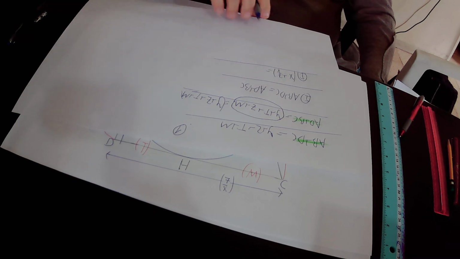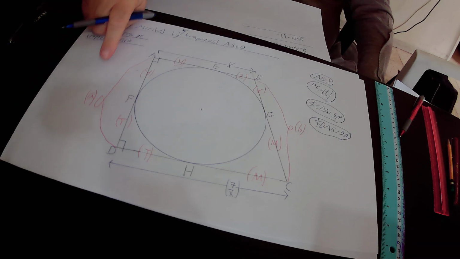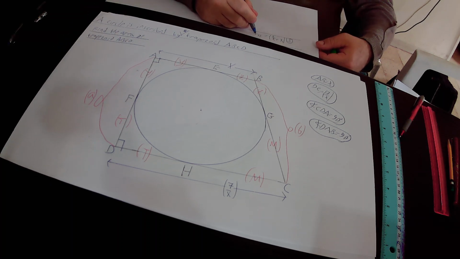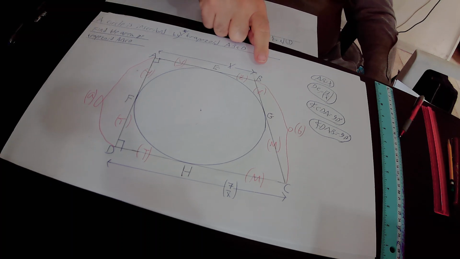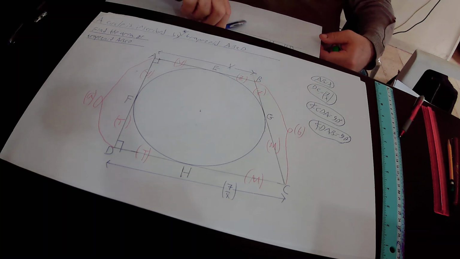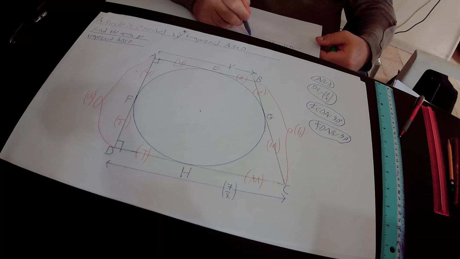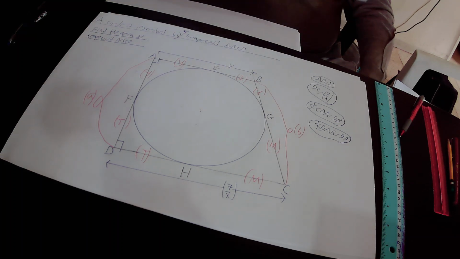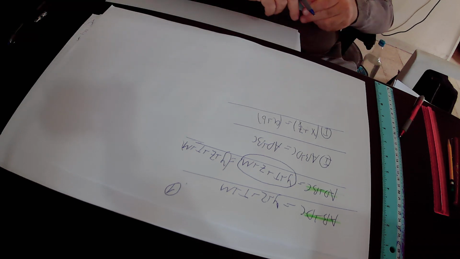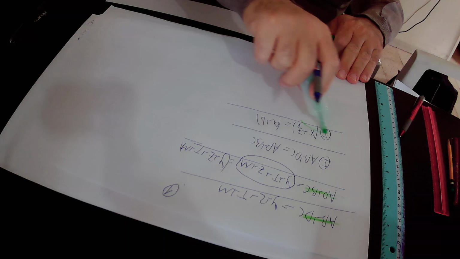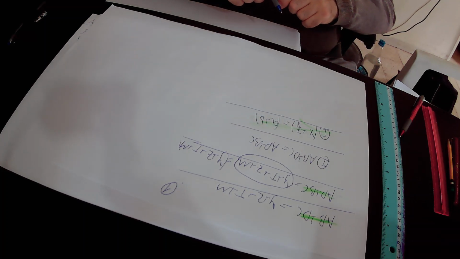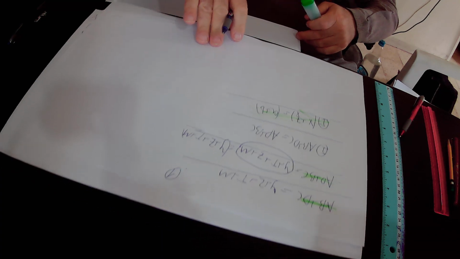And it equals AD. AD equals A according to our definition, plus BC. BC equals B also according to our definition. So in total we can find out that according to equation 1, X plus 7 over X equals A plus B.